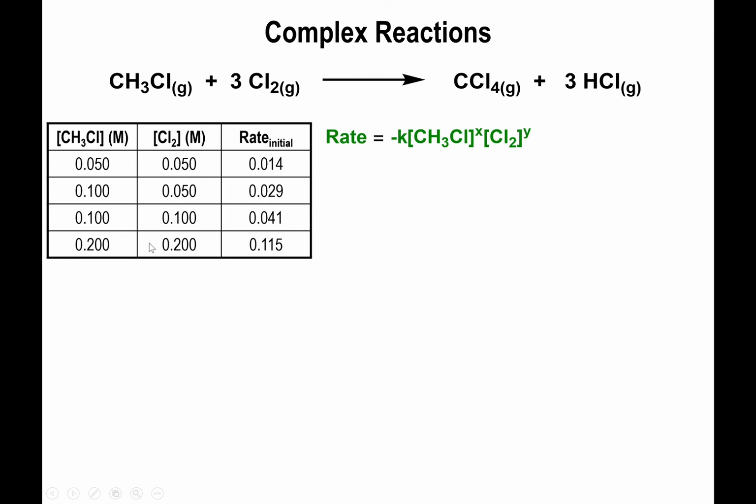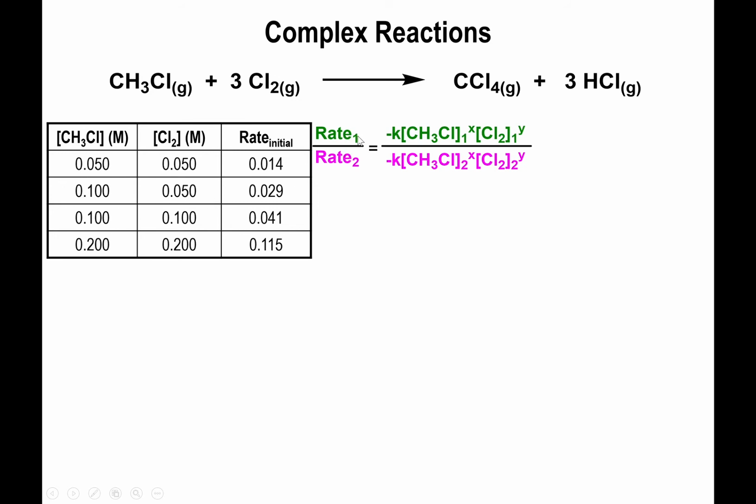Alright, so the way you do this is to look for rows of data in which the concentration of one of the reactants is constant. And if you look specifically at this table, you'll notice that for rows 1 and 2, the concentration of Cl2 is constant. So if you take the data for row 1 and row 2, you could actually divide the rate of row 1 by the rate of row 2.